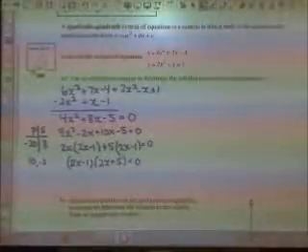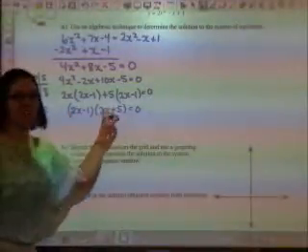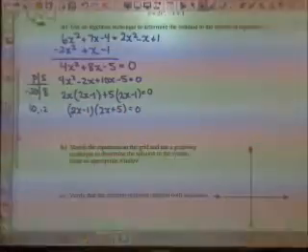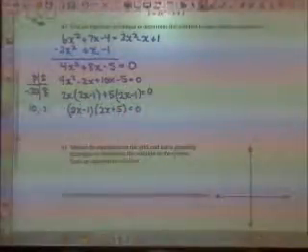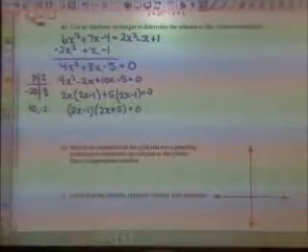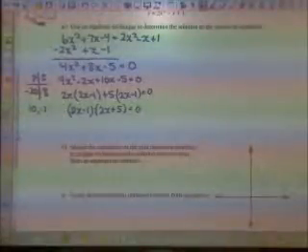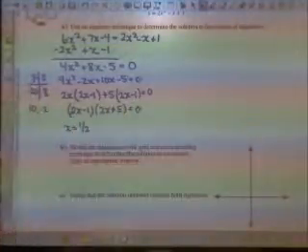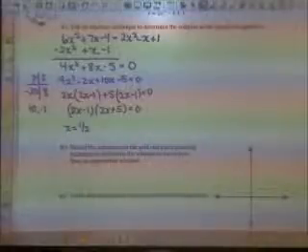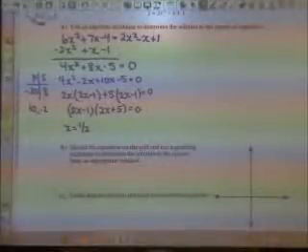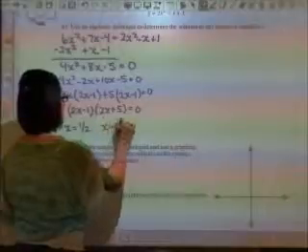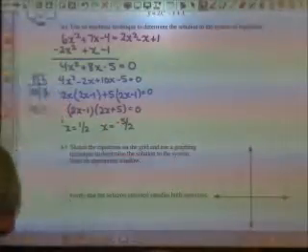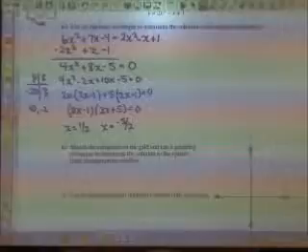Okay, so now to find the zeros, what values of x could I have for each of my factors? So if I let 2x minus 1 equal 0, what would x equal? x would equal 1/2. And 2x plus 5, x would equal negative 5/2. Okay. That gives me my x values.